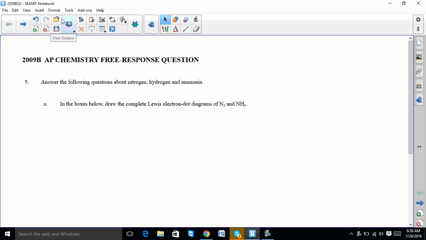Okay, in the boxes, answer the following questions about nitrogen, hydrogen, and ammonia. In the boxes below, draw the Lewis electron dot structure, dot diagrams, I guess. You guys are getting pretty good at this, so let's start with nitrogen. I'd go N, and this guy has 2, it wants 8.